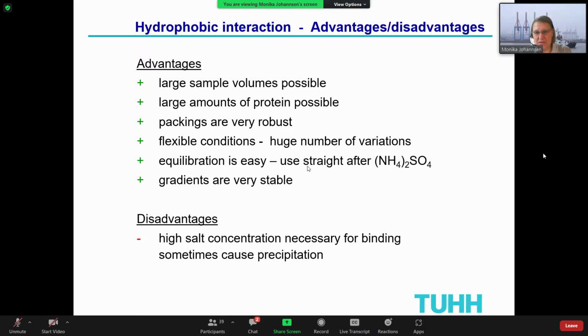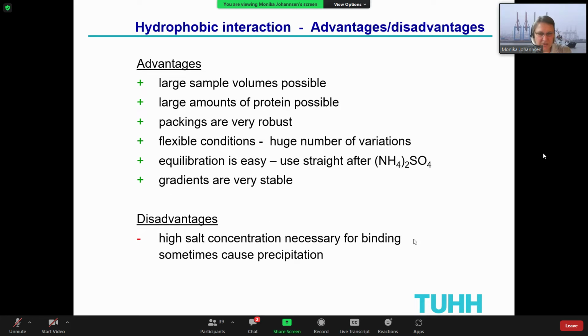We could use this type of chromatography straight after the precipitation with the ammonium sulfate, sorting out here, because at that point we already have a very high concentration of ammonium sulfate in our solution.